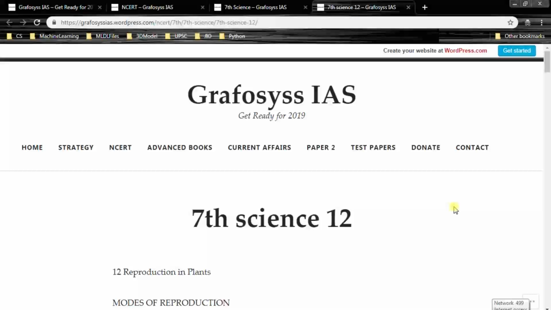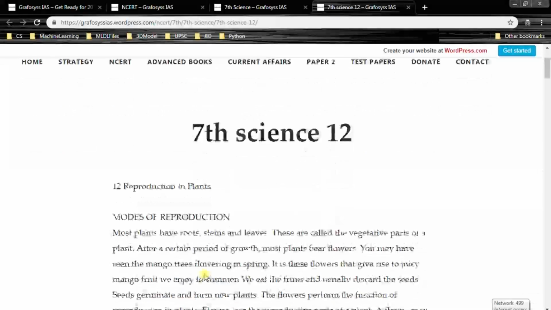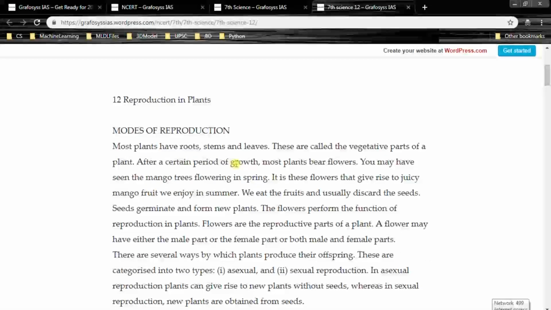In this video, let's have a look at 7th Standard Science 12th chapter, that is reproduction in plants. Modes of reproduction. Most plants have roots, stems and leaves. These are called the vegetative parts of a plant. After a certain period of growth, most plants bear flowers. You may have seen the mango trees flowering in spring. It is these flowers that give rise to juicy mango fruit we enjoy in summer.